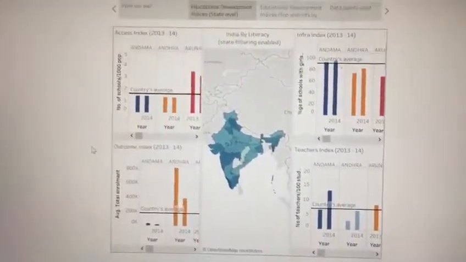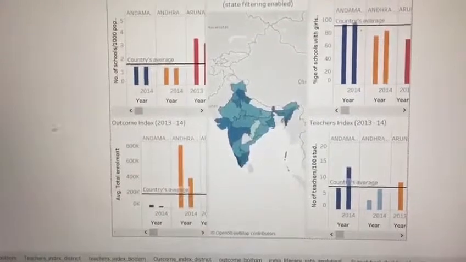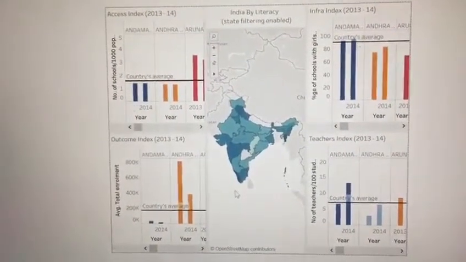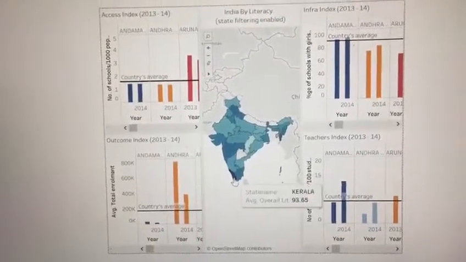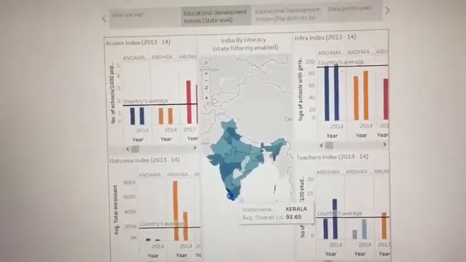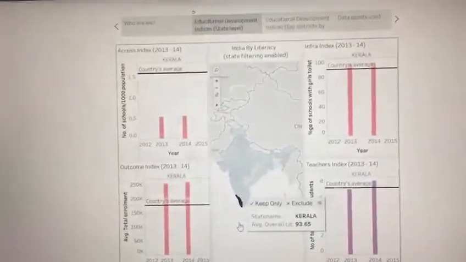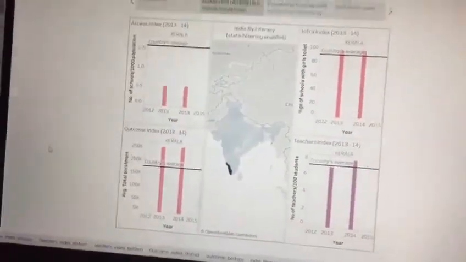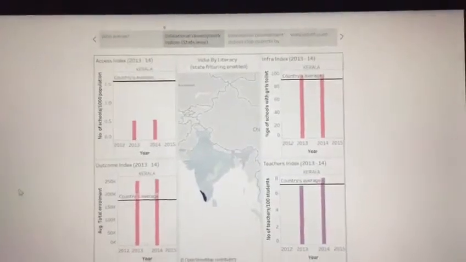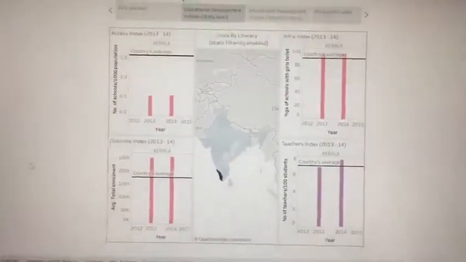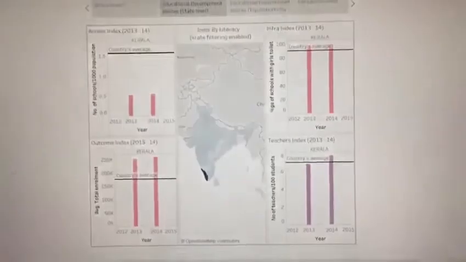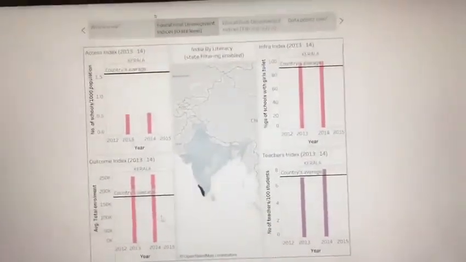Let's start. Okay, I got this dashboard and I have India by literacy. I see Kerala has the highest literacy rate. Let me see how it behaves across the 4 indices. Access index is way below the country's average, whereas the other 3 indices are ahead of the country's average. But then the literacy rate is great, which is a very interesting observation.